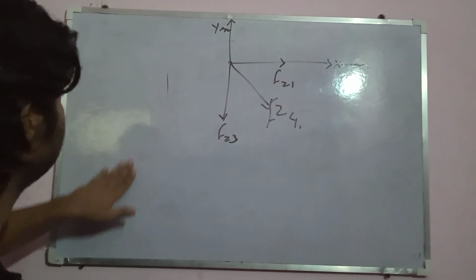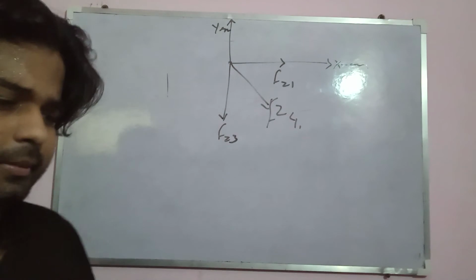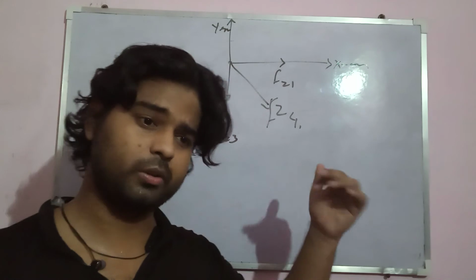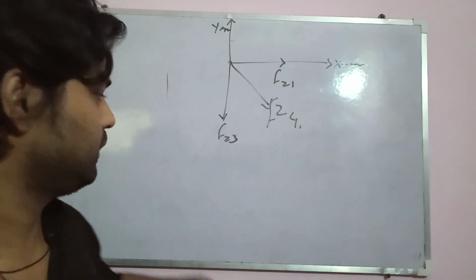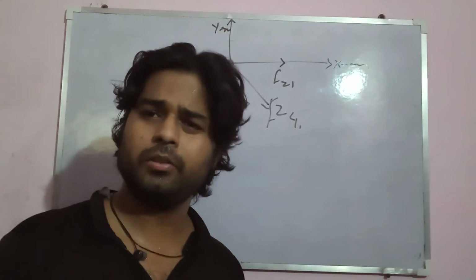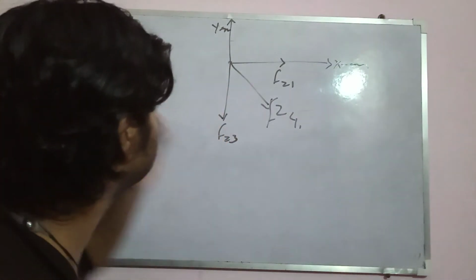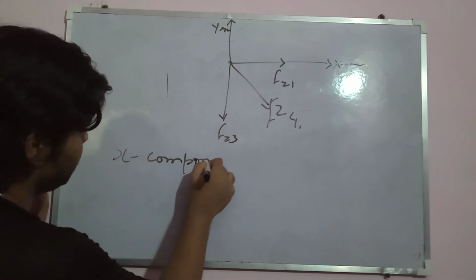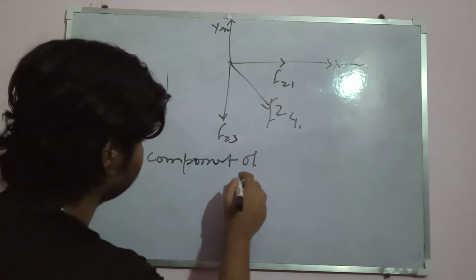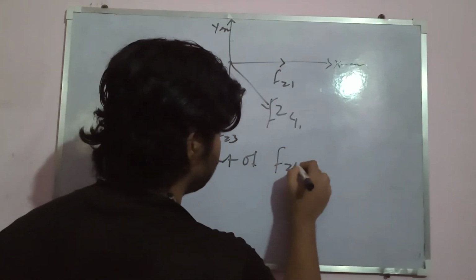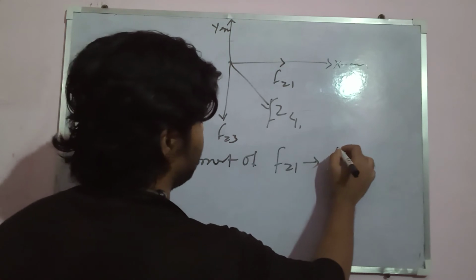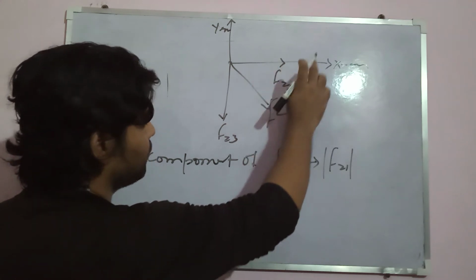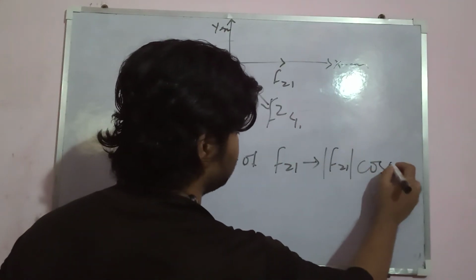Whenever we have more than 2 or 3 vectors and we need to add or subtract, we'll have to follow this component process. I call it the component process. It's quite easy. We can add or subtract 100 vectors by this process. See here. For this, we need to find the x component of the first vector F21. That is the magnitude of F21 into the cosine of the angle made by F21 with the x-axis, that is cos 0.